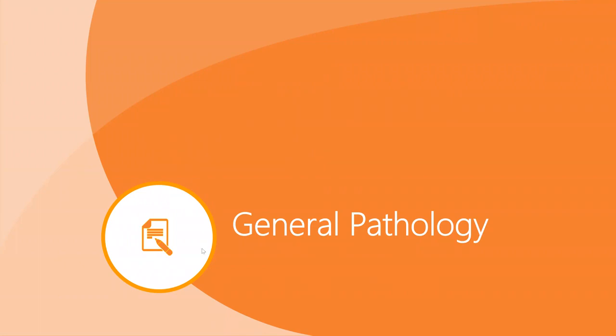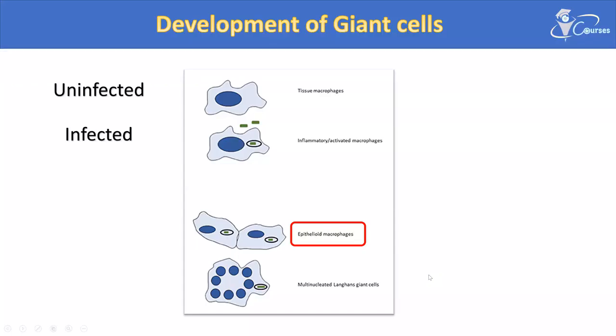Okay, so after we talked about this rapid general introduction, let's now talk about some important general pathological terms that will help us as we go through our journey in pathology. First of all, what is the development of the giant cells? We hear sometimes the term giant cells. So what are the giant cells, how are they formed, and what is their significance?